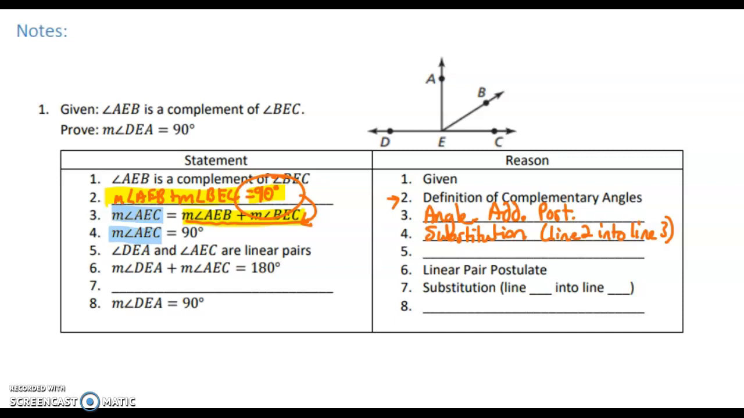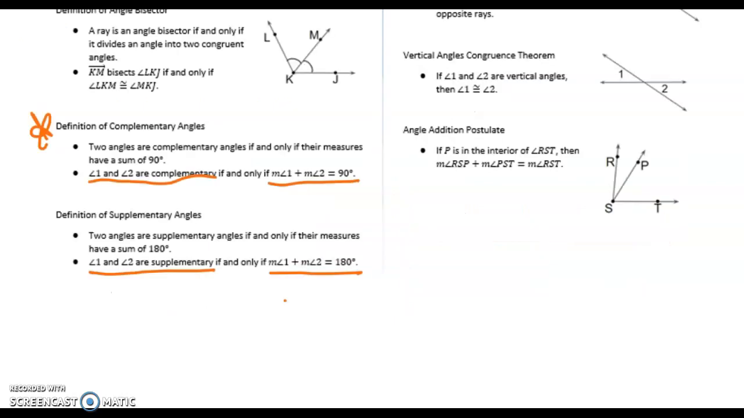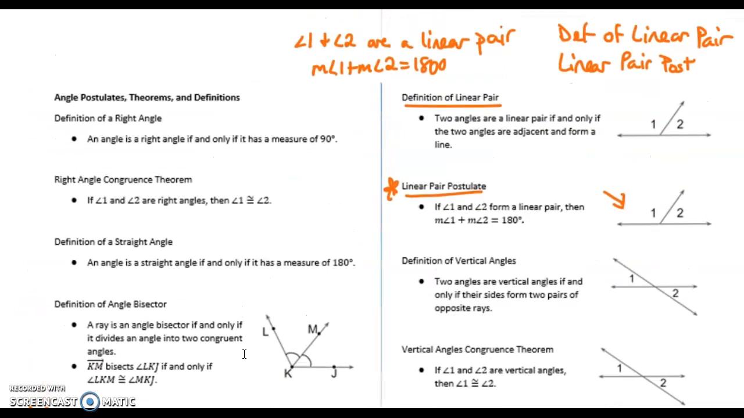Okay, now, angle DEA and angle AEC are linear pairs. So the key word there is linear pair. So if we go back and we look at our angle sheet, we have two different things of linear pairs. So if you're just making the statement that two angles are a linear pair, this can be assumed from an image or from a picture. So you can see two angles that form a line and call them a linear pair. That's what we did there.